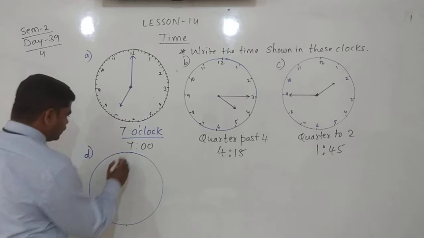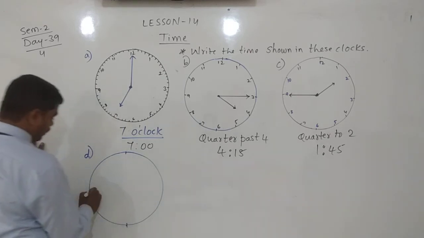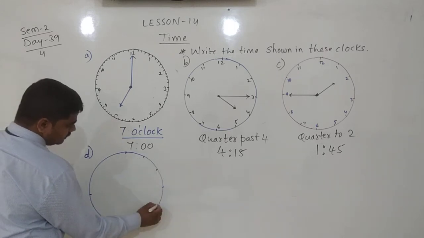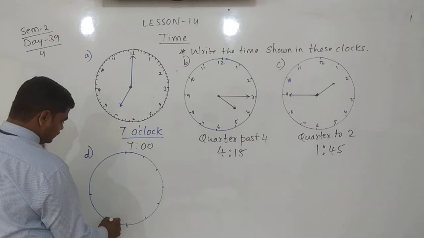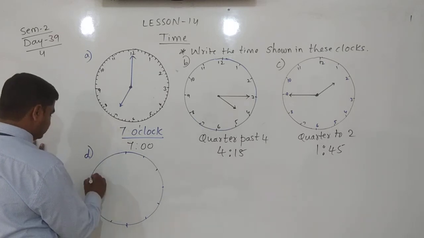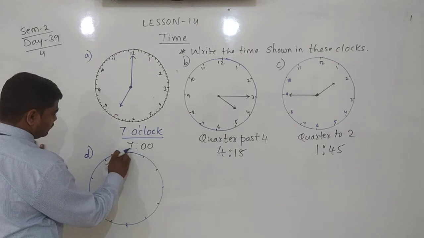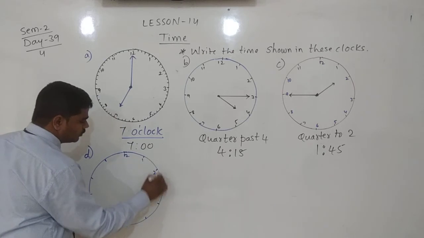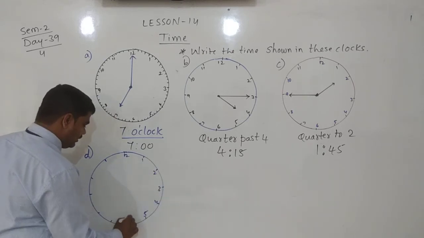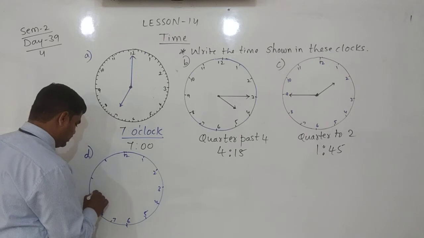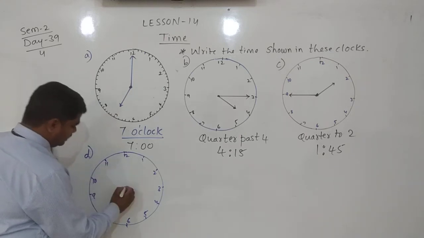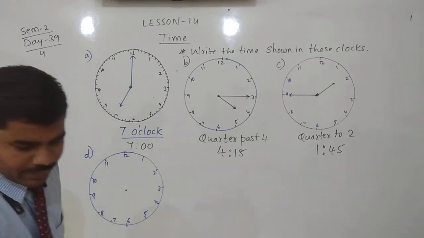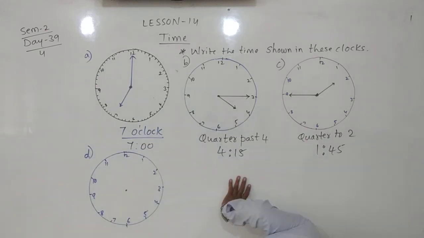Cut it into equal halves, again horizontally. Again make 3 equal parts. Here it is 12, 1, 2, 3, 4, 5, 6, 7, 8, 9, 10, 11. This is the center of the clock, it should be the center. Then we can draw the hands. The hands of the clock are showing.